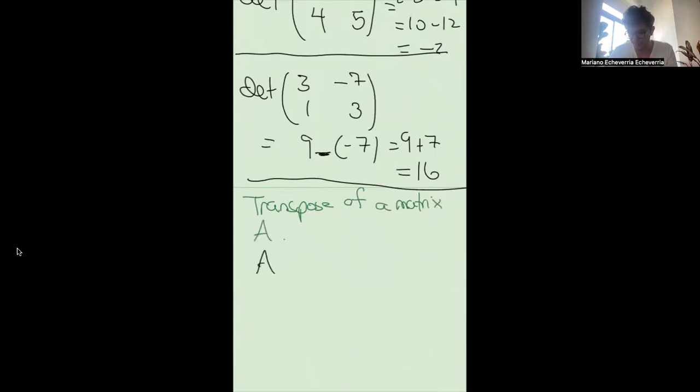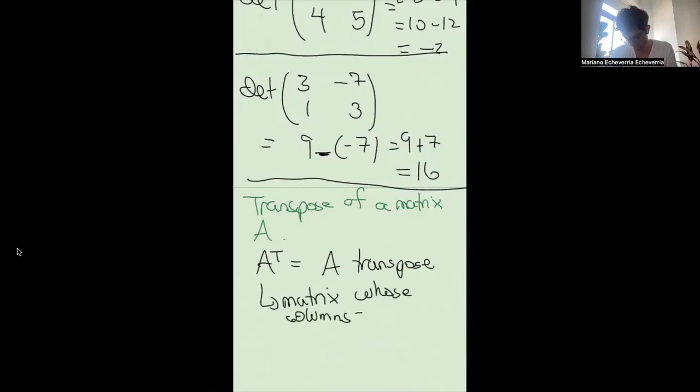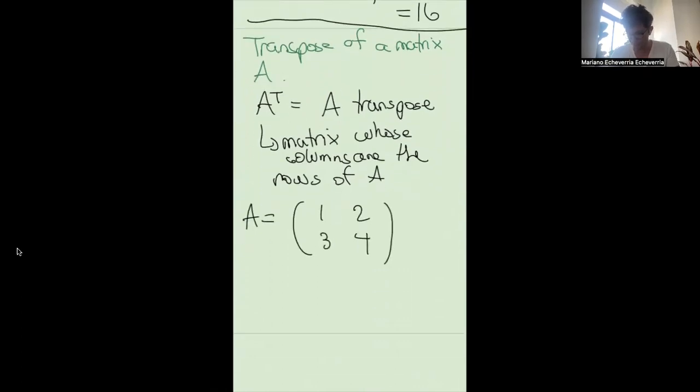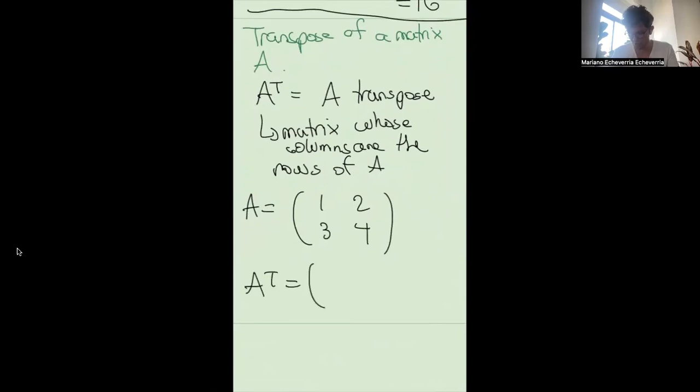This is called A transpose, or A^T. It is a matrix whose columns are the rows of A. That's it. So for example, if A is 1, 2, 3, 4, what is A transpose? The columns are the rows of A. So this is the first row, now it becomes the first column. And this is the second row, now it becomes the second column.